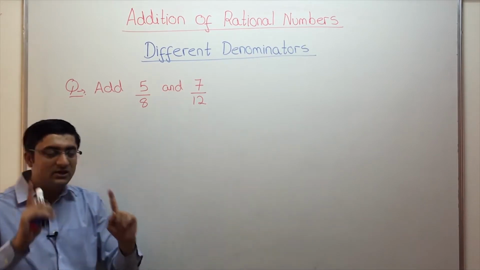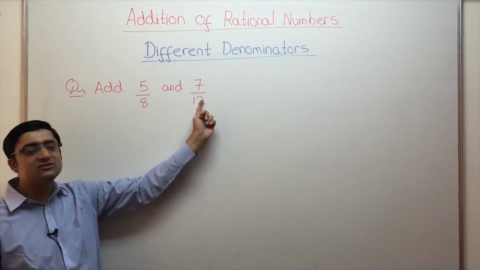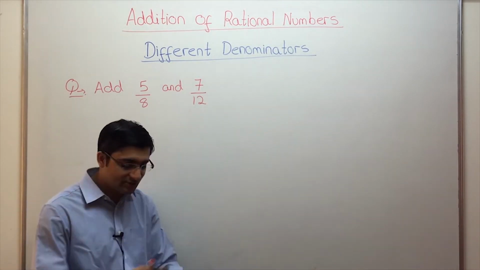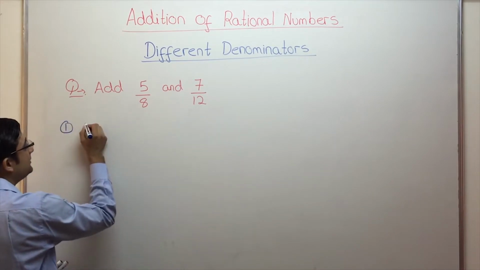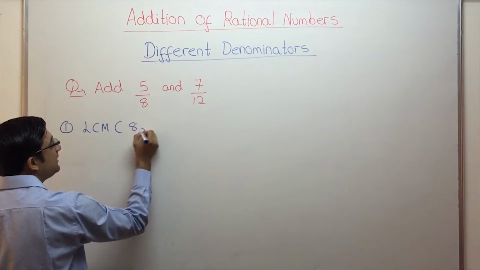Same process over here. So the first step is find the LCM of the denominators. Next step, get equivalent rational numbers with the same denominator, that is the LCM, and third step, add them up. So let me show you. So what is step number 1? Step number 1 is LCM of the denominators. So let's find the LCM of the denominators, that is 8 and 12.